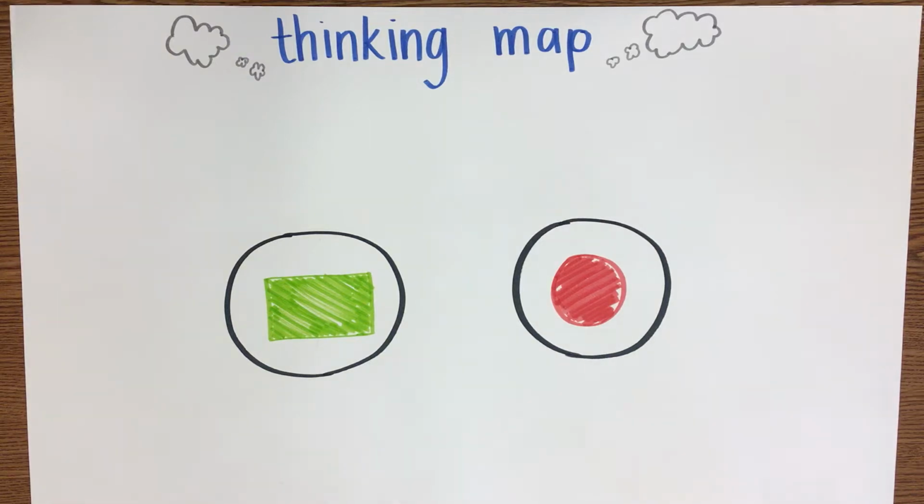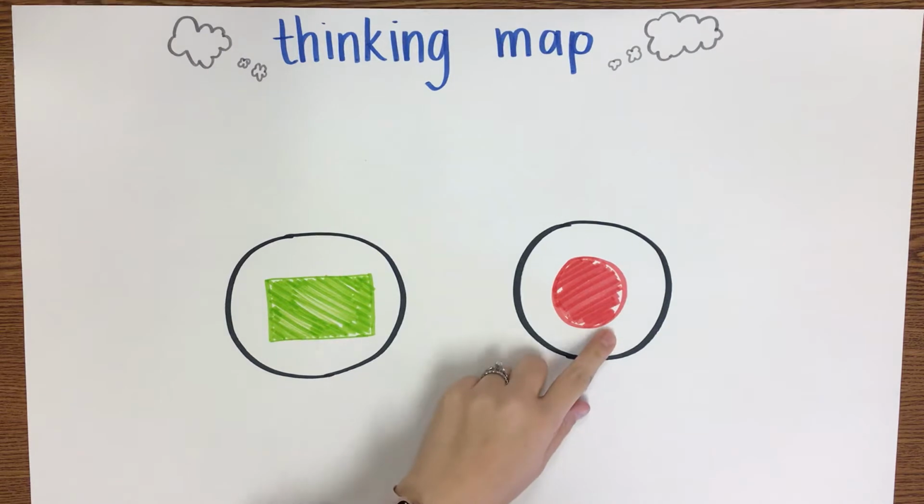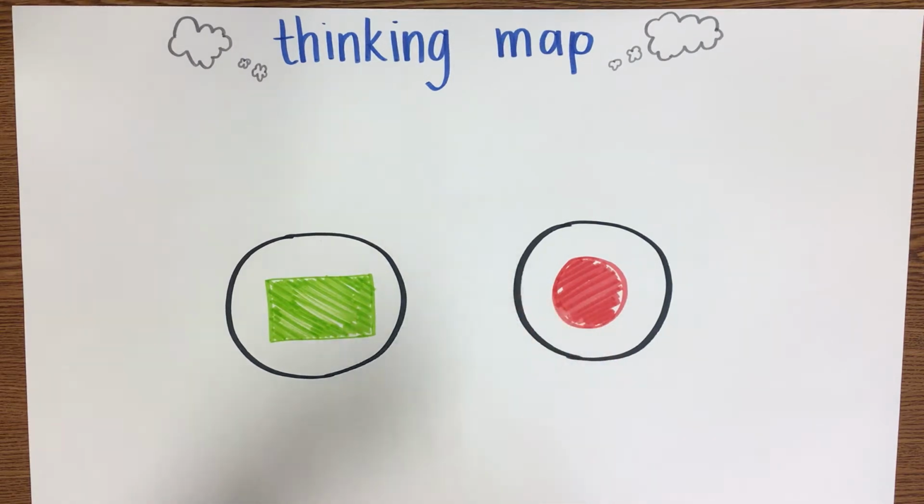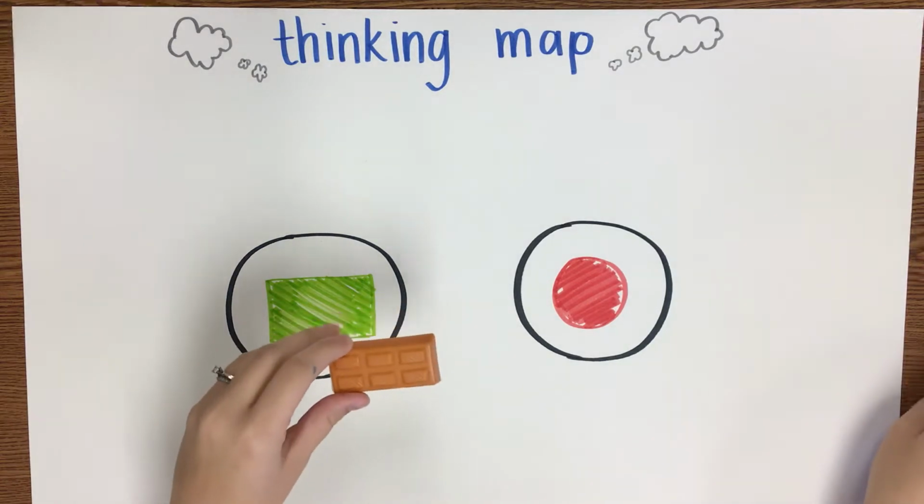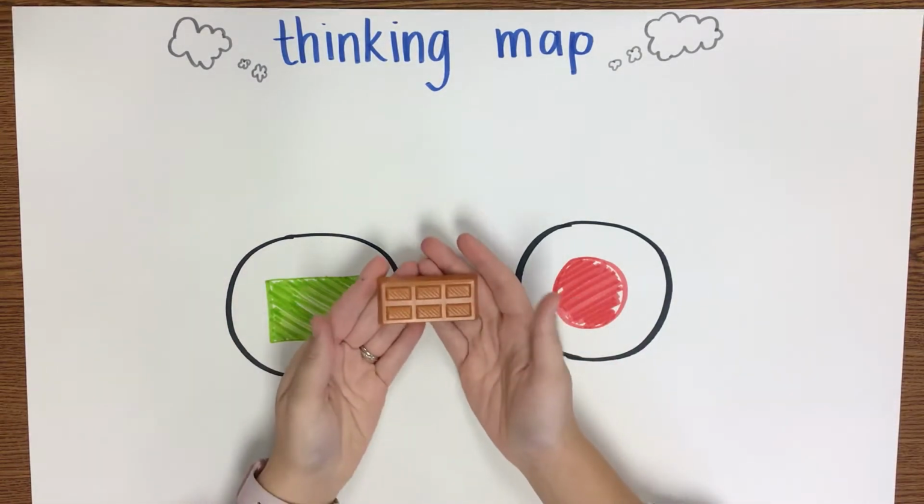Hi learners, so today we're going to make a thinking map and we are going to talk about two shapes. We're going to talk about a rectangle and a circle. Now let's focus on a rectangle, and I have some examples of rectangles with me.